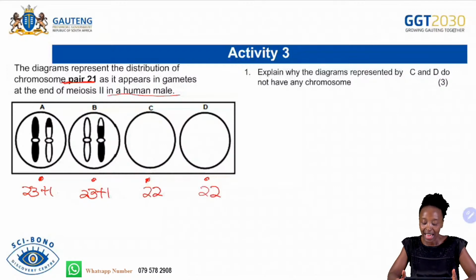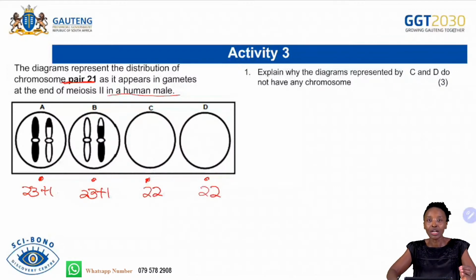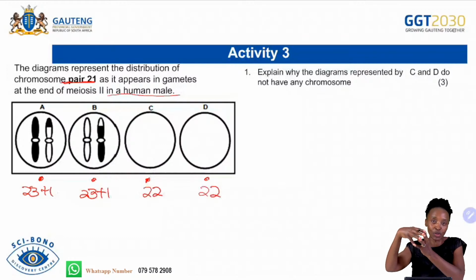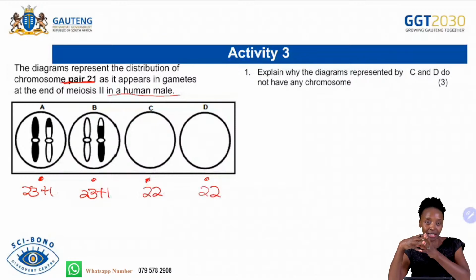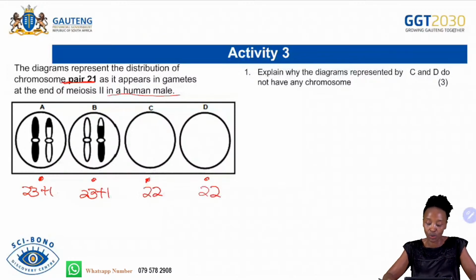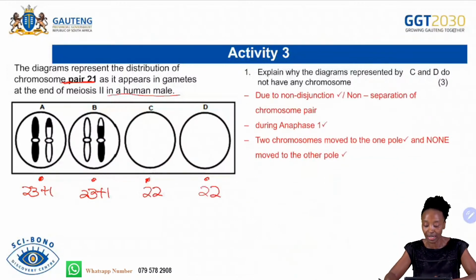So now the question is, explain why the diagrams represented by C and D do not have any chromosomes. It's exactly what I said, that during anaphase 1, the homologous pair of chromosomes did not separate, and they failed to separate, therefore they moved together to the new cell that was formed at the end. As a result, the new cells that are formed had extra copies, and then the other cells had one less copy. So that is what has happened there. And failure of the chromosomes to separate is called what? Non-disjunction. So let's look at the answer.